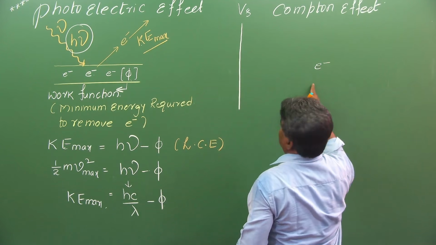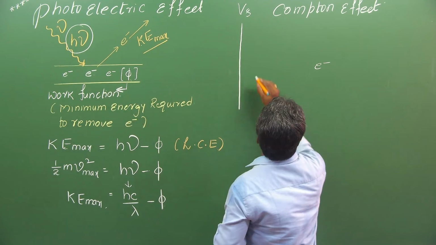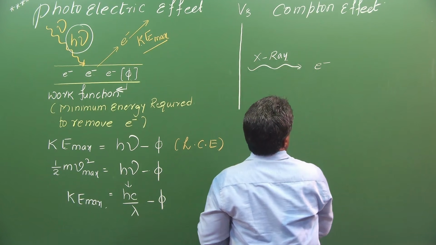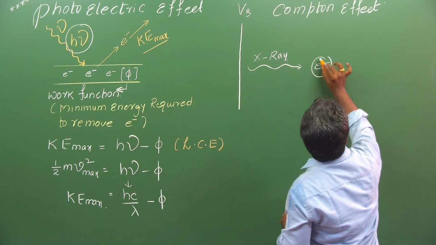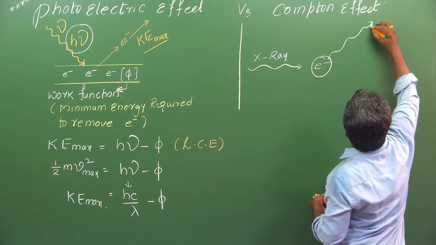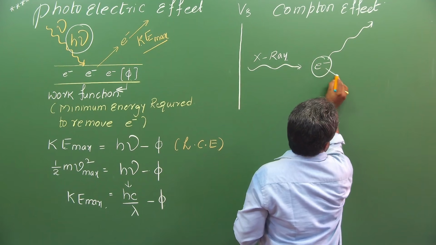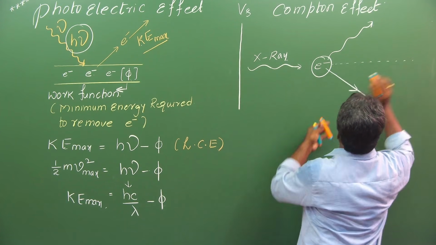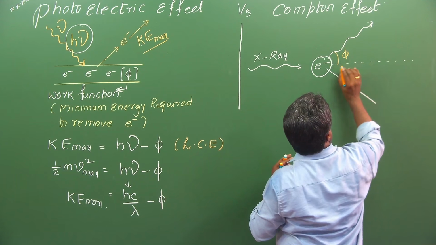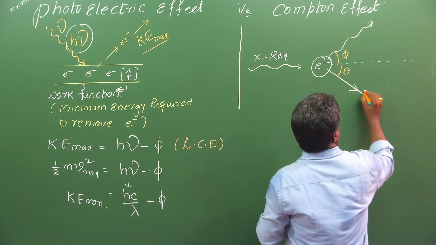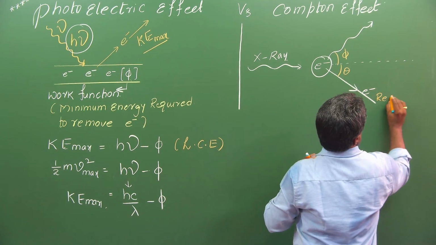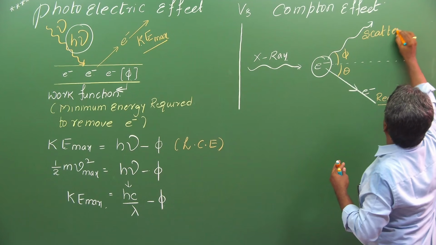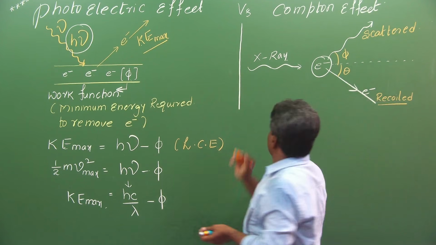Here is an electron, just quite similar to this. Here also we have an electron. And I am sending this X-ray beam. What will happen? This X-ray beam will be scattered like this, and this electron will be recoiled. This is the original direction. From the original direction you have this phi, and this is theta. And this is the electron. This electron is recoiled, and the photon is scattered, and this is the incident.